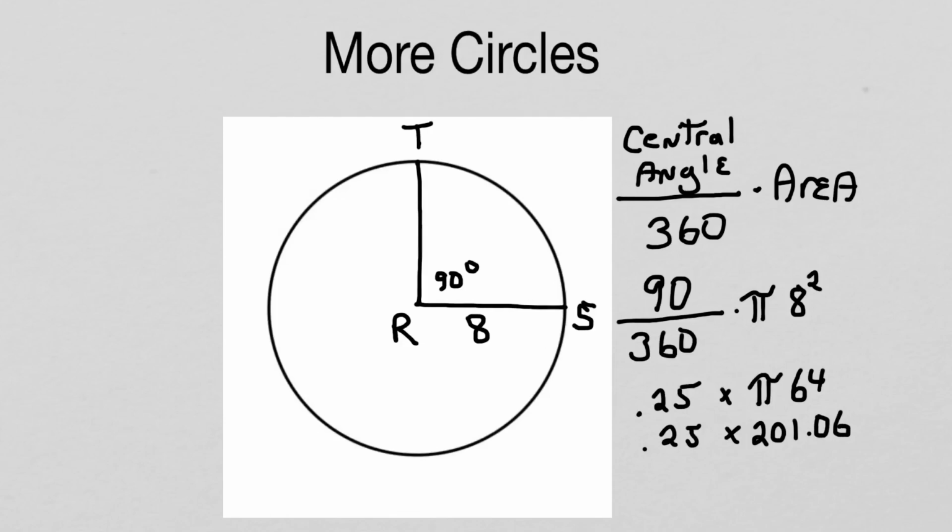Probably have to turn your calculator sideways to get the pi button. I don't think the regular calculator has the pi. So now you finish off 0.25 times 201.06, you get 50.27. So it's straightforward. Central angle divided by 360, times the area. And remember, area of a circle, if you want to put this in your notes, is just pi r squared, where you do the math on the r squared first.